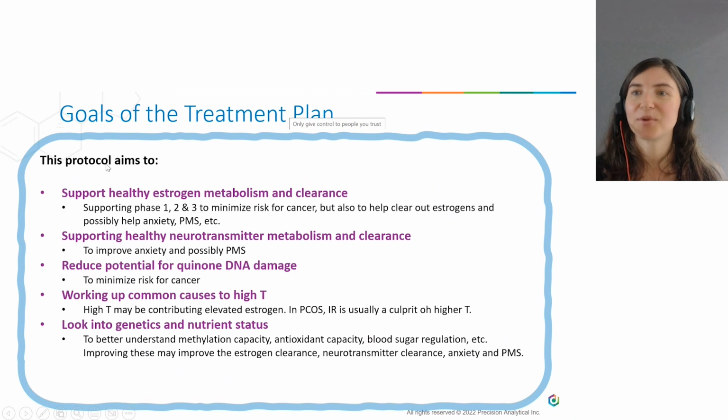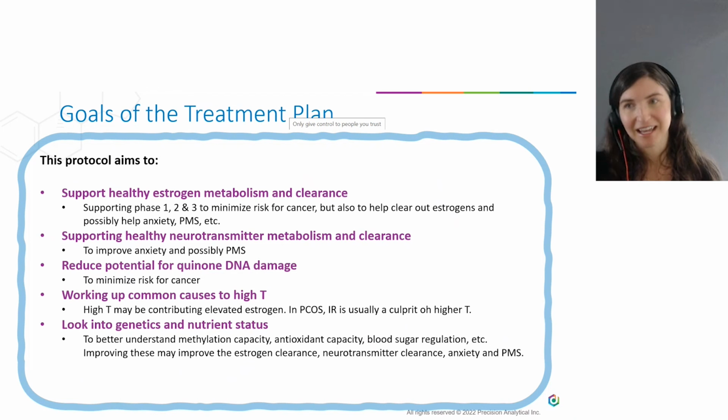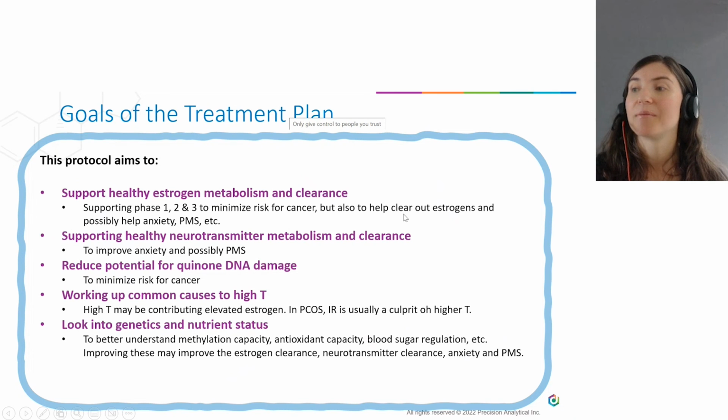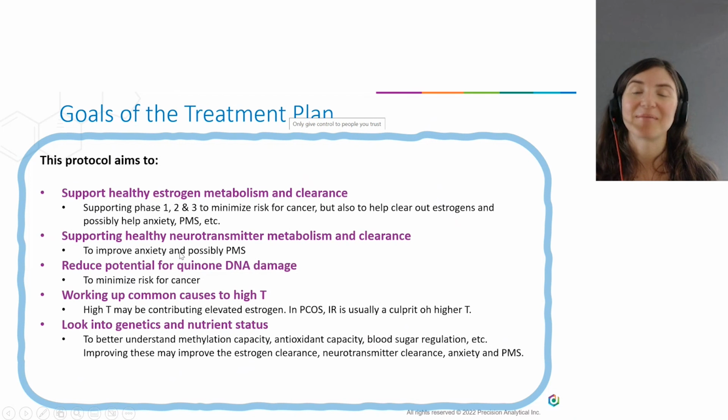All right, so this protocol aims, number 1, to support healthy estrogen metabolism and clearance. So we're going to support methylation and support COMT to help clear out those estrogens. And that's going to minimize risk for cancer like breast cancer and endometrial cancer, but it's also going to hopefully help with the PMS and the anxiety. We're going to support healthy neurotransmitter metabolism and clearance. So remember, that's going to be supporting methylation, supporting COMT to help clear out dopamine, help clear out adrenaline.